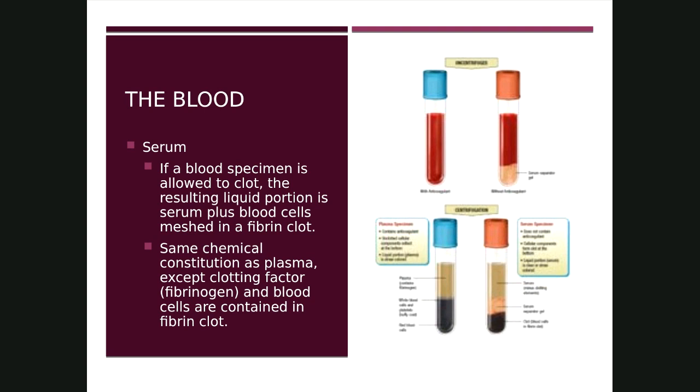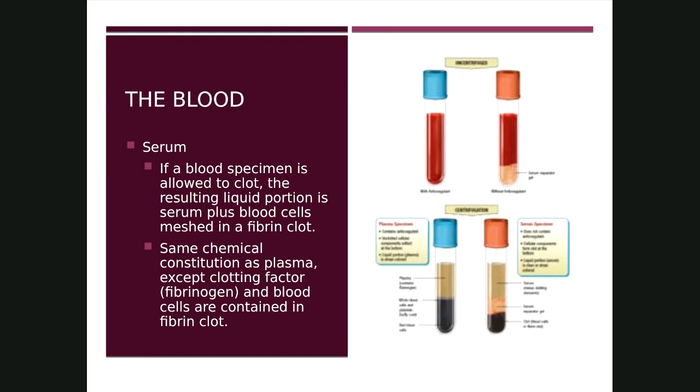Okay, so I'm going to reference you to your textbook, and we'll describe this picture here. Serum: if the blood specimen is allowed to clot, the resulting liquid portion is serum, plus the blood cells meshed in a fibrin clot. It has the same chemical constituents as plasma, except the clotting factor fibrinogen and the blood cells are contained in the fibrin clot. So as your book describes it, we'll look over this image.